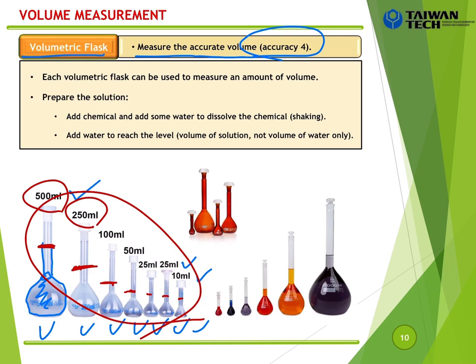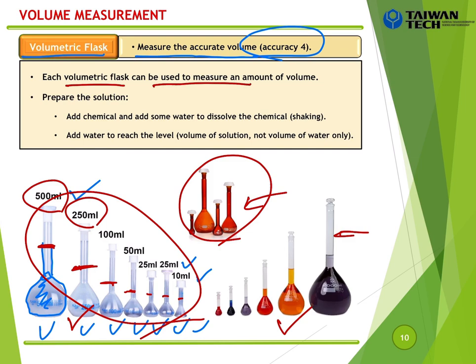You can see this one may be plastic, or glass that is transparent, or maybe a dark color, because some chemicals are really sensitive to light, so we need to prepare them in the dark one to protect our chemical. Each volumetric flask can be used to measure only one volume. For example, if we use this one, we only know 500 milliliter. We cannot know how much 100 milliliter is with this kind of device.